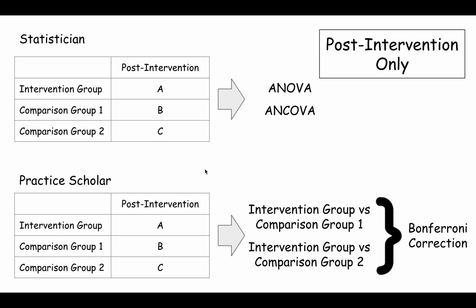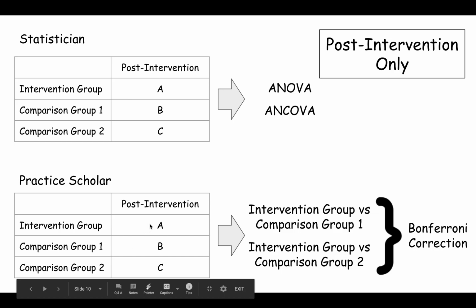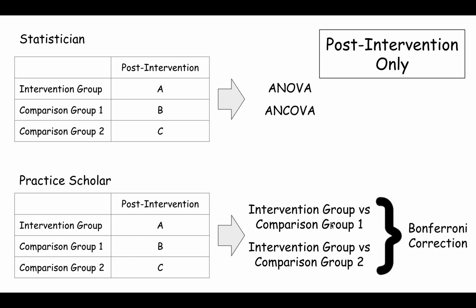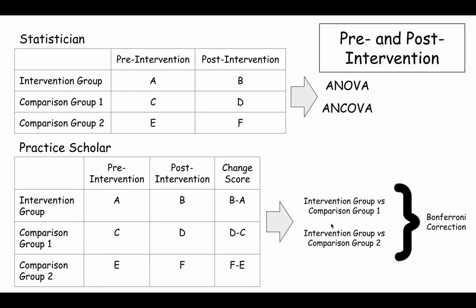What a practice scholar does is skip straight to the post hoc comparisons, basically doing something like a t-test or a Mann-Whitney, whatever it is, doing those comparisons between the intervention and comparison group 1, intervention group and comparison group 2, and then correcting for those multiple comparisons.